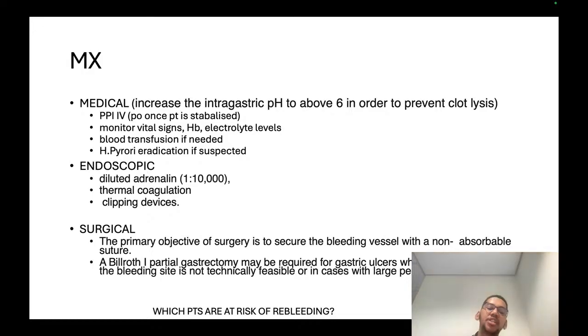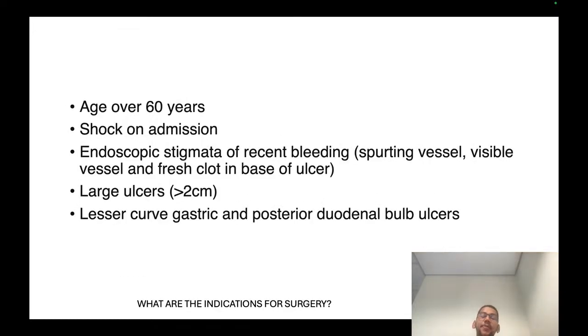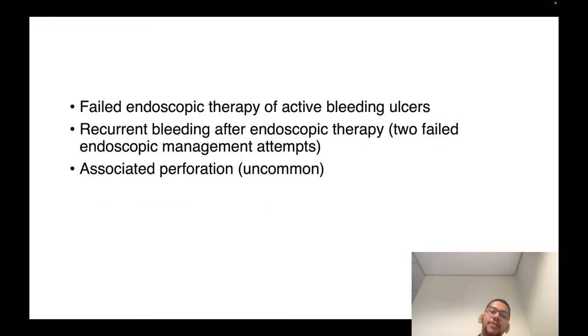Okay, so which patients are at risk of rebleeding? Age, patients over 60 years old, shock on admission, tachycardia, hypotension, endoscopic stigmata of recent bleeding, so spurting vessel, visible vessel, and fresh clot in the base of the ulcer. Large ulcers, more than 2 centimeters, are at risk for rebleeding, as well as lesser curve gastric and posterior duodenal bulb ulcers.